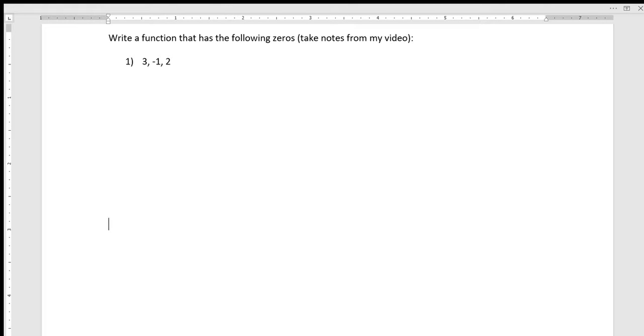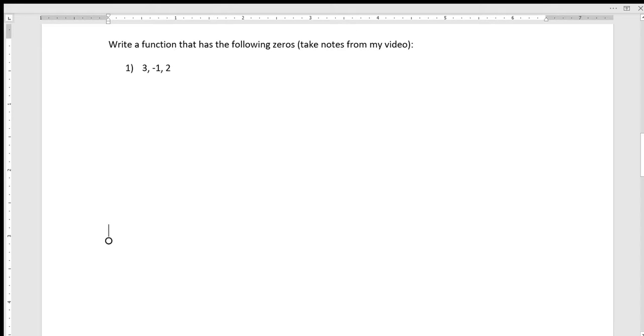In this last part of the notes, we have to take the three numbers that are listed here, and they are the zeros or the roots of the polynomial. Using those zeros or roots, we are going to write the polynomial function. So we take it back to the beginning. Remember, we found our zeros or our roots because we had solved the equation and found that x was equal to 3, and x was equal to -1, and x was equal to 2.